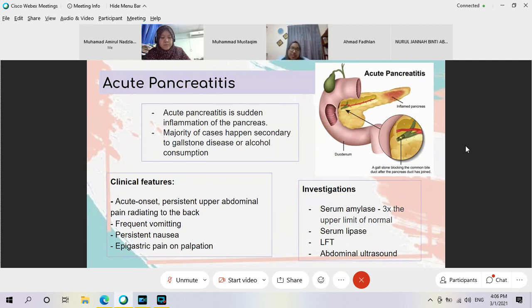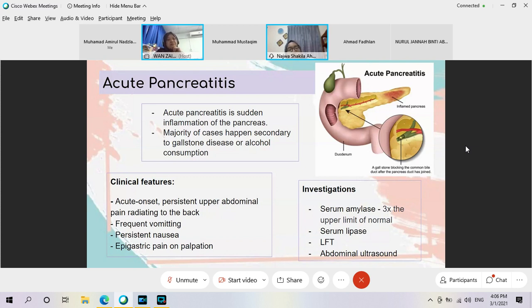Next is acute pancreatitis. Majority of cases have been secondary to gallstone disease or alcohol consumption. So for clinical features, the pain is acute onset. It is persistent upper abdomen pain which radiated to the back. The patient might present with frequent vomiting, persistent nausea, and epigastric pain on palpation.